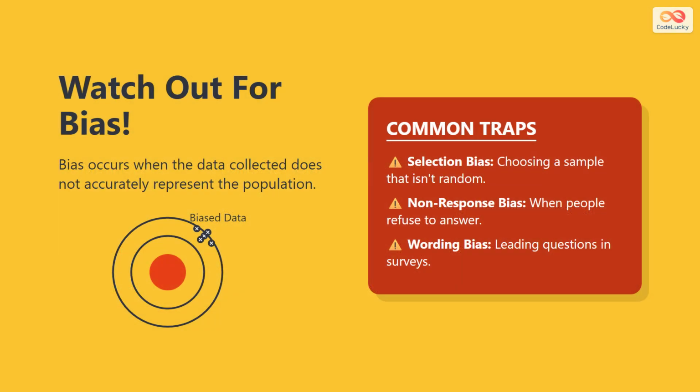Warning: no matter which method you use, you must watch out for bias. Bias happens when your data doesn't accurately represent the reality. This can happen if you choose the wrong people, which is selection bias, or if you ask leading questions. Always design your study carefully.